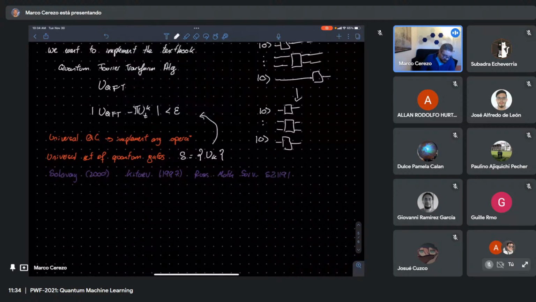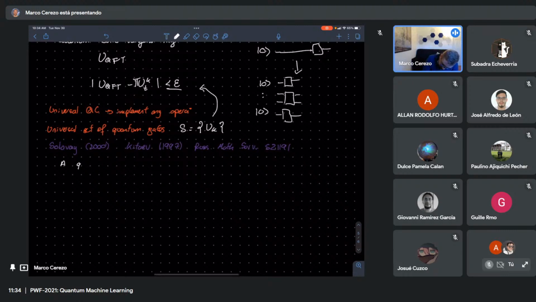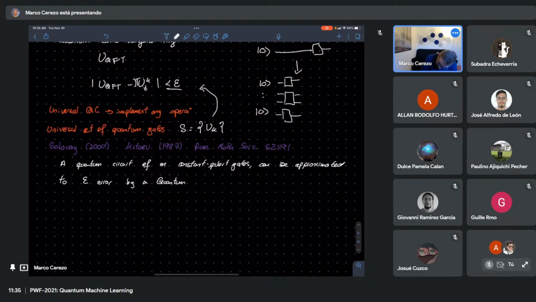There is a theorem that tells me that a quantum circuit of m constant qubit gates can be approximated to epsilon error, where error is again the matrix norm difference that we had back there, by a quantum circuit from a universal gate set with, and here you're going to see why we talked yesterday about big O notation, m log m over epsilon gates from a universal set.